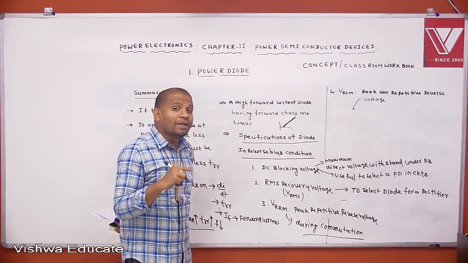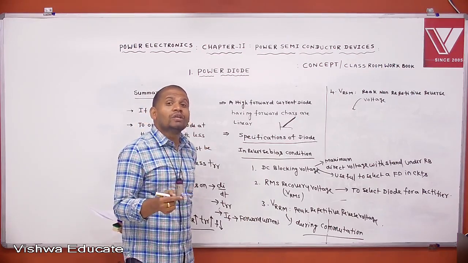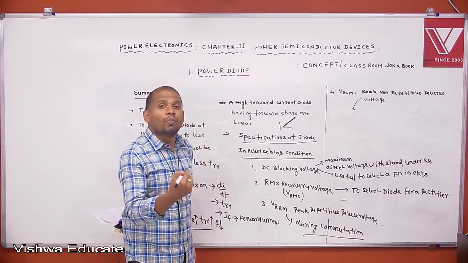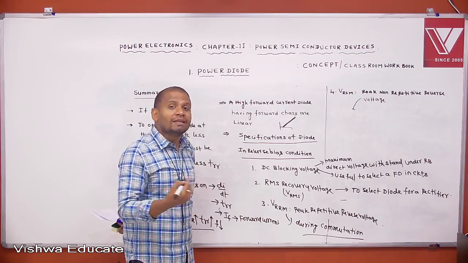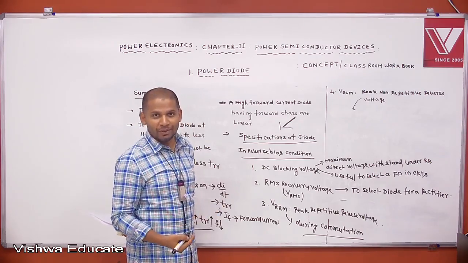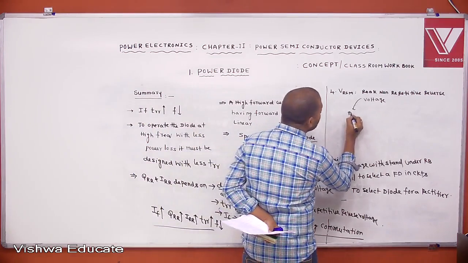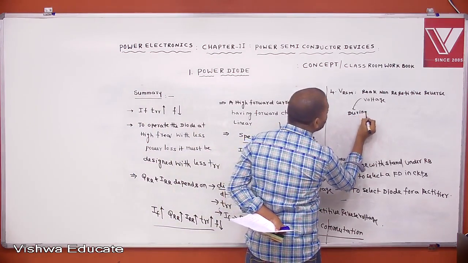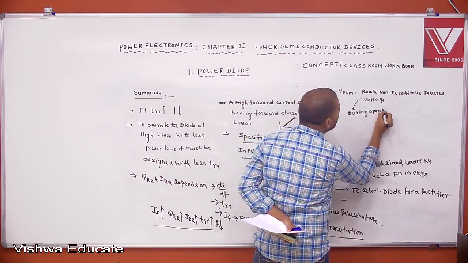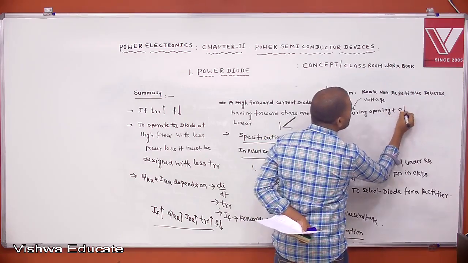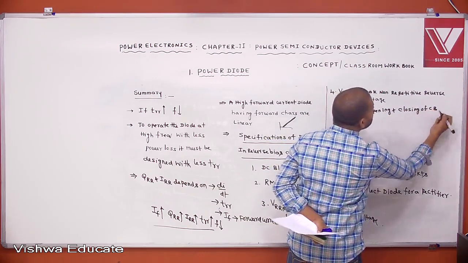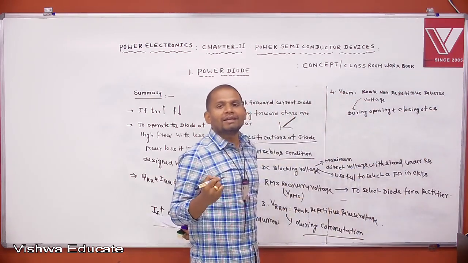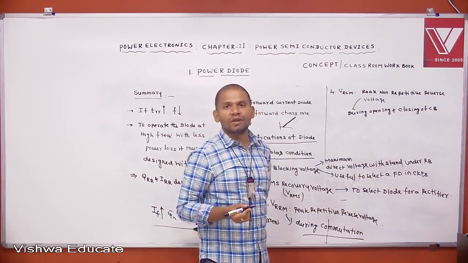Then when will these voltages appear? During switching action, during opening and closing of circuit breaker, or during lightning strokes, these voltages will appear. That is, during opening and closing of circuit breaker, these voltages will appear. Or during lightning surges also, these voltages will appear.